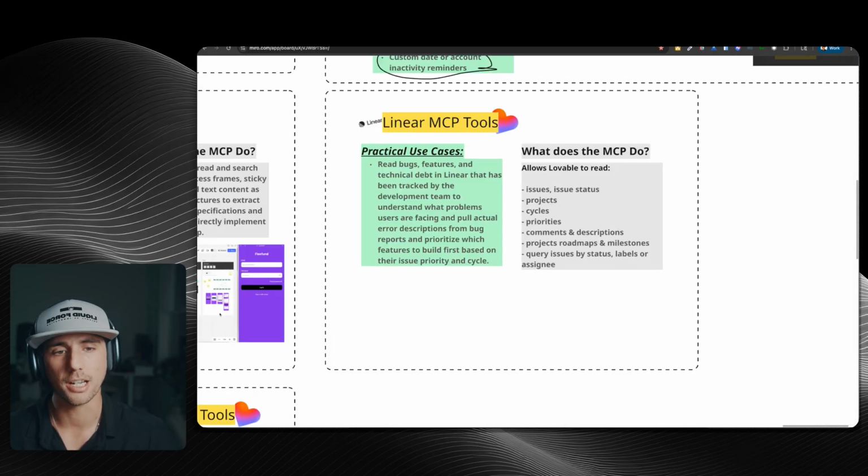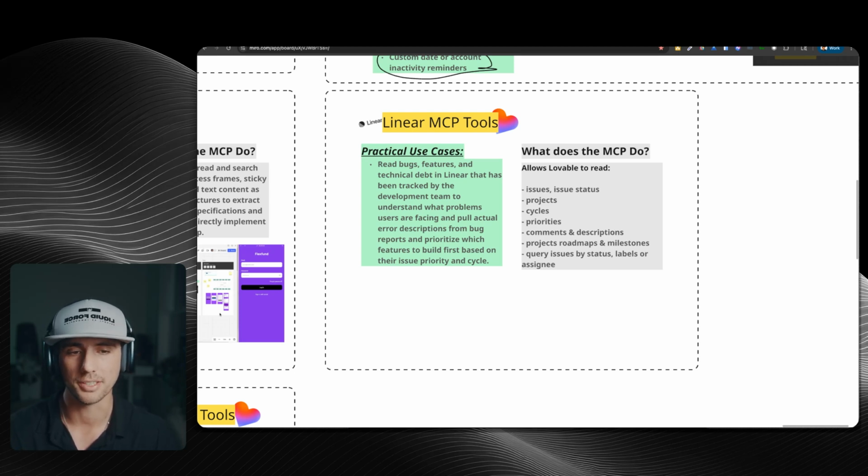Next, we're going to go over the Linear MCP tools. A few practical use cases for Linear are to read bugs, features, and technical debt in Linear that has been tracked by the development team to understand what problems users are facing, pull actual error descriptions from bug reports, and prioritize which features to build first based on their issue and priority cycle.